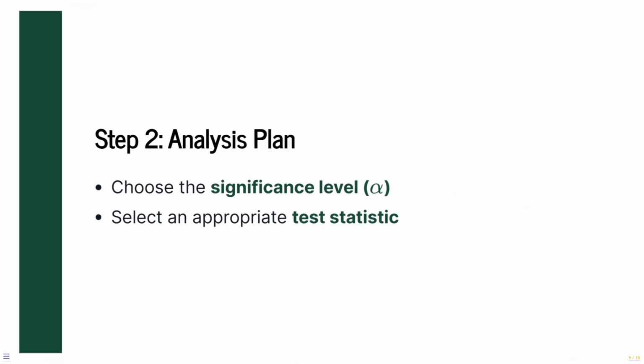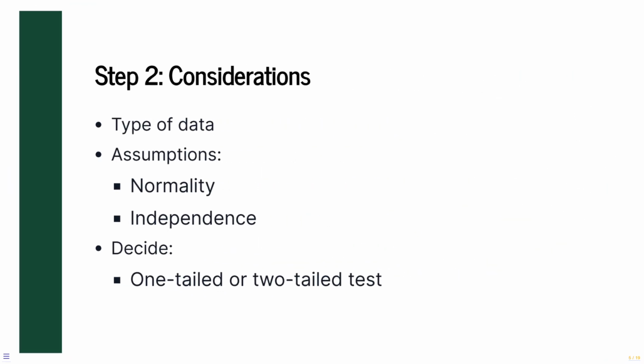The second step is to formulate an analysis plan. In this step, we choose the significance level, often called alpha, which represents the probability of a type 1 error. We also select an appropriate test statistic. When creating the analysis plan, we need to consider the type of data we have and whether certain assumptions are satisfied, such as normality and independence. We also confirm whether the test is one-tailed or two-tailed.